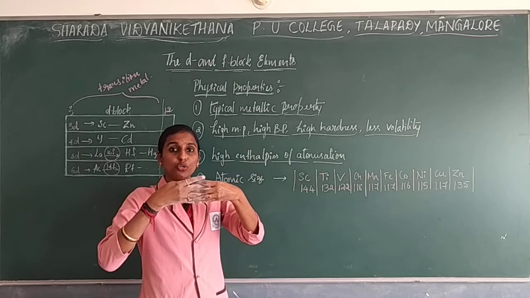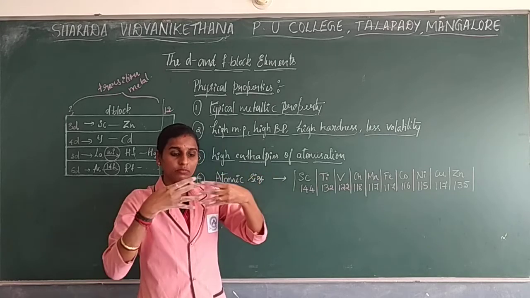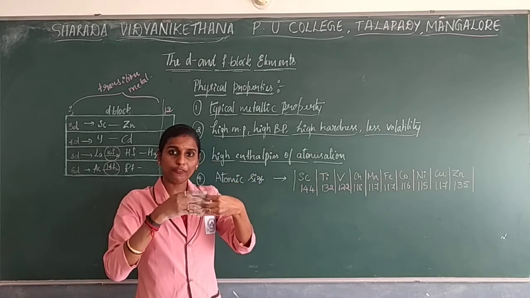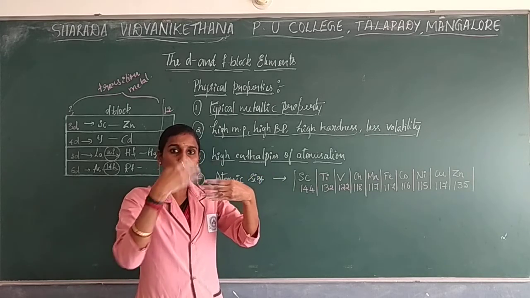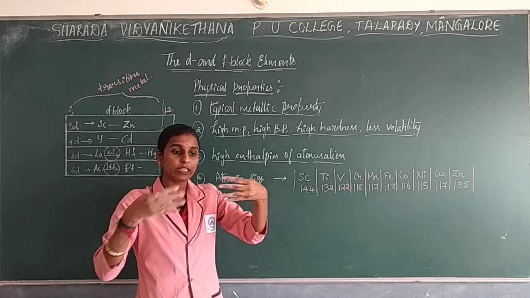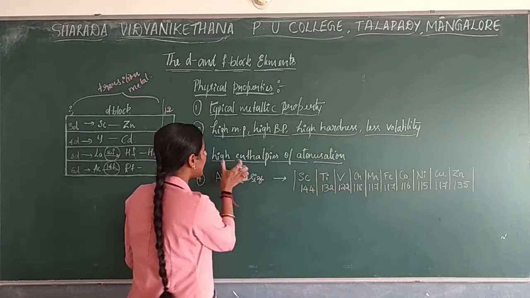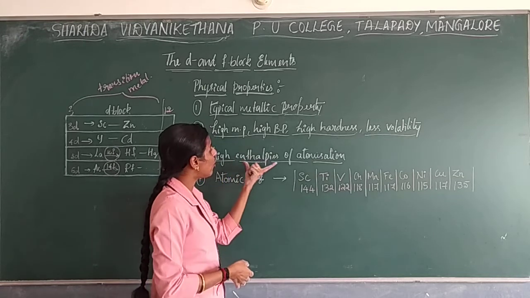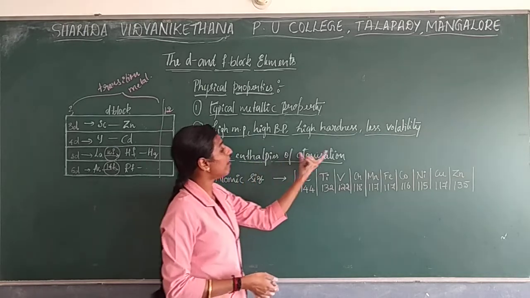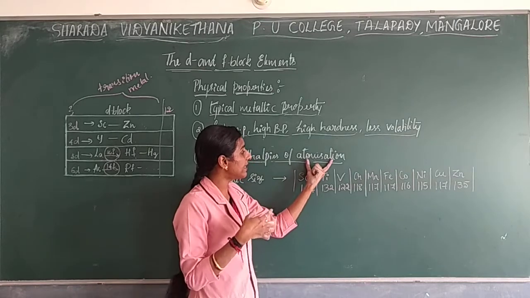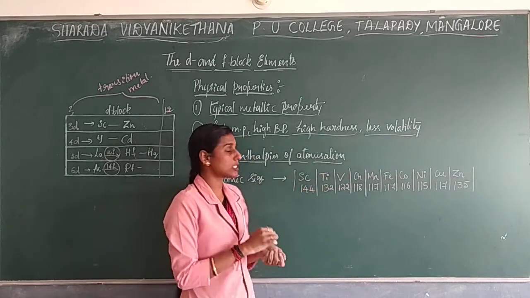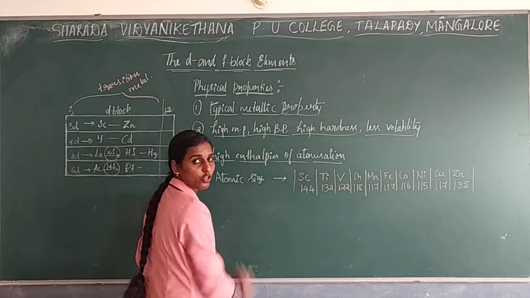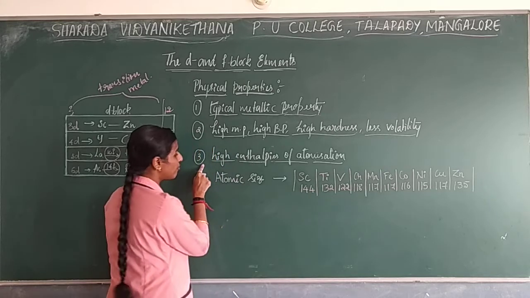Due to those unpaired electrons, a strong bond will be present. So to separate this as atoms, you need to give more energy. The amount of energy you give to separate this should be more. That's why it is high enthalpy. In the sense you need to give more energy to form that metal as an atom. Formation of atoms takes place by giving more energy. So that is the third property.